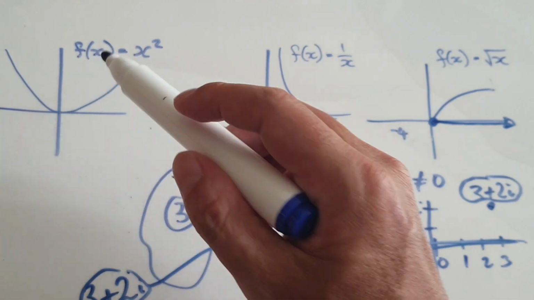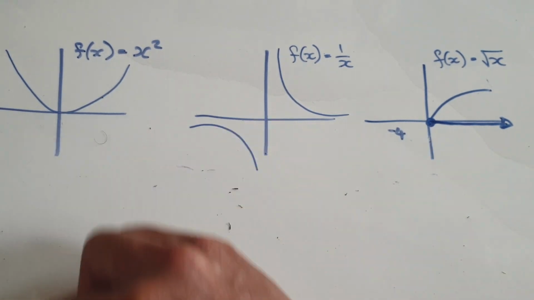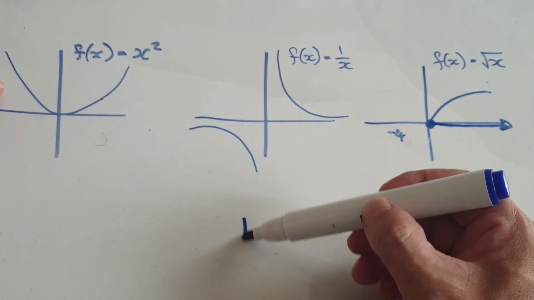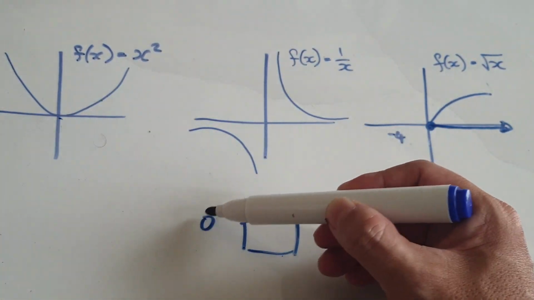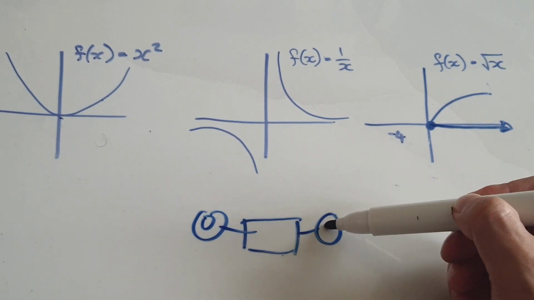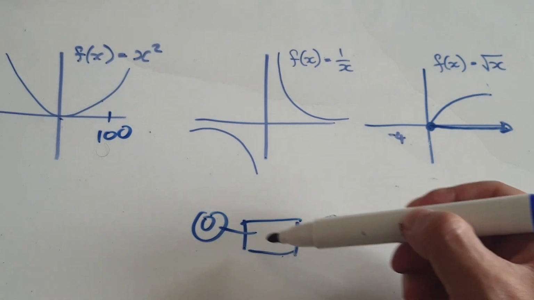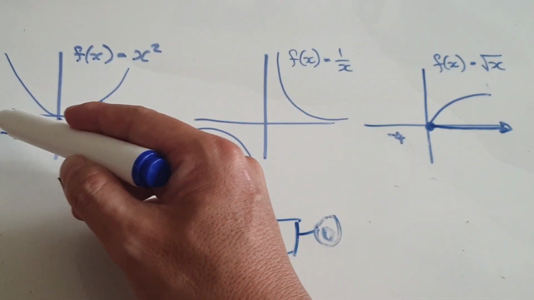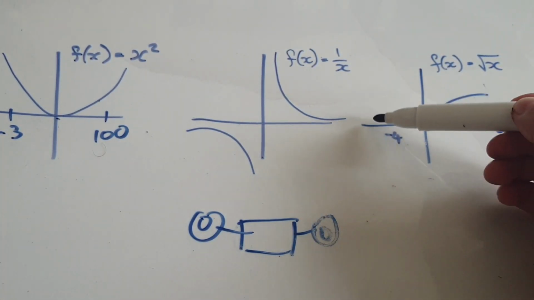Now let's look at this one here. The domain for this one, well, when you think about domain, think about what will break down the machine. Well, here, nothing breaks down the machine. You can put 0 into the machine, square it, and it will spit out the number 0. You can put the number 100 into the machine. You can put -3 into the machine, and so on. Nothing breaks down here. Whereas here, 0 breaks down, whereas here, negative breaks down.